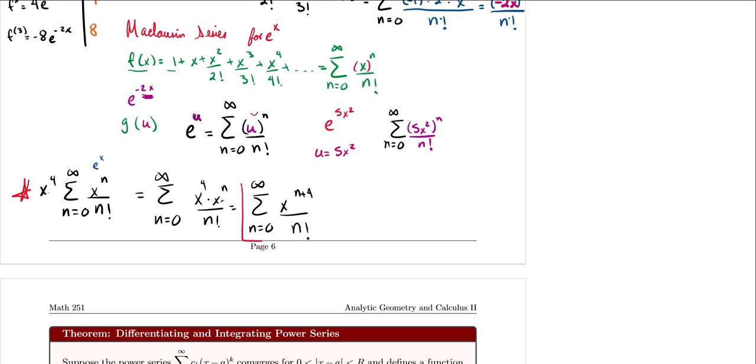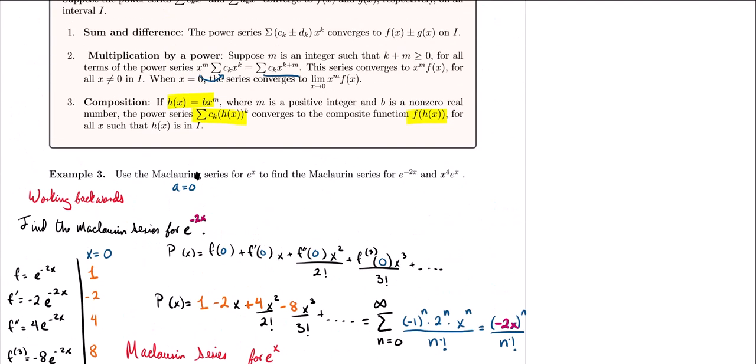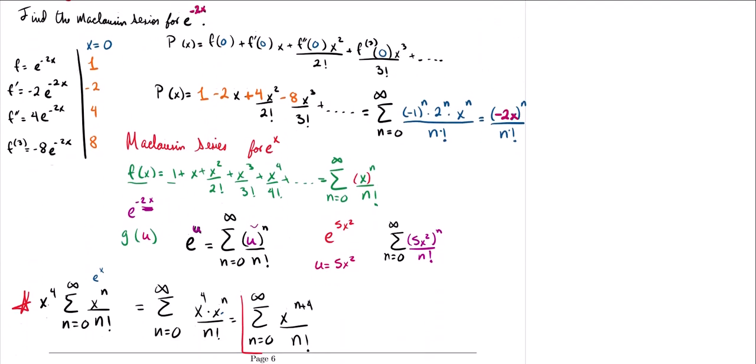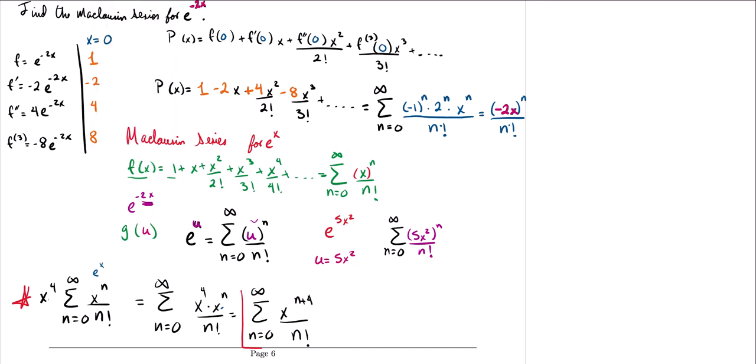This is much easier than figuring out what the Taylor polynomial would be for x to the 4th times e to the x, because now we can basically avoid the process of finding the derivatives and evaluating them at the x that you're centered at.